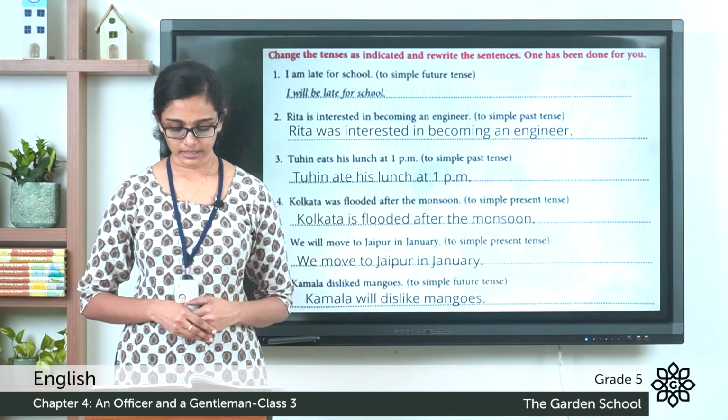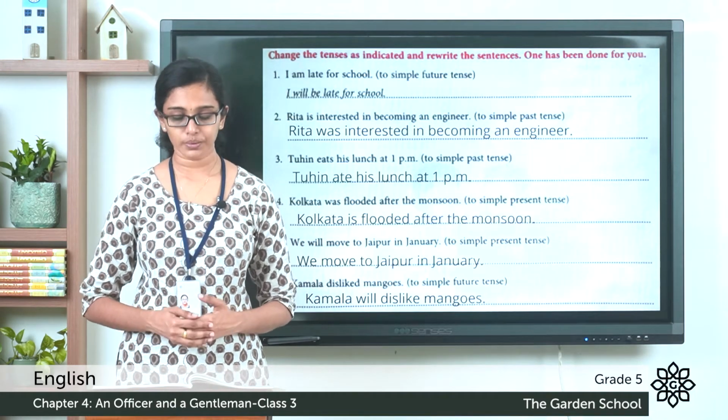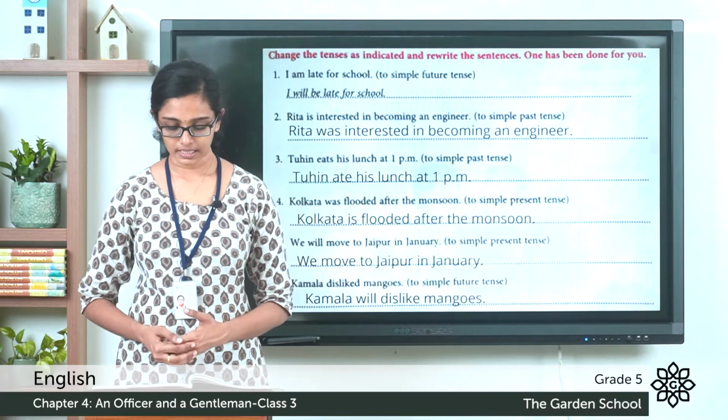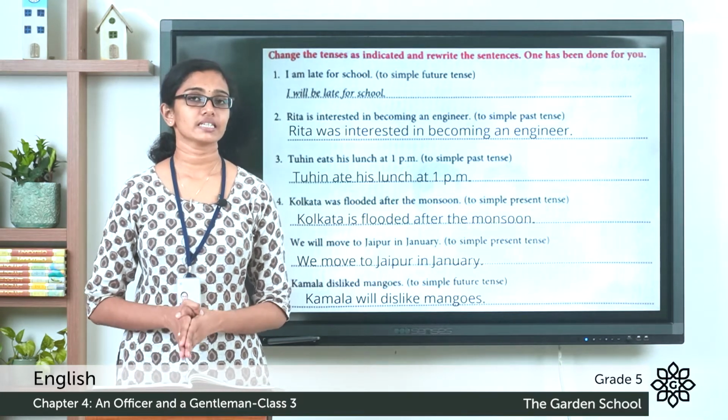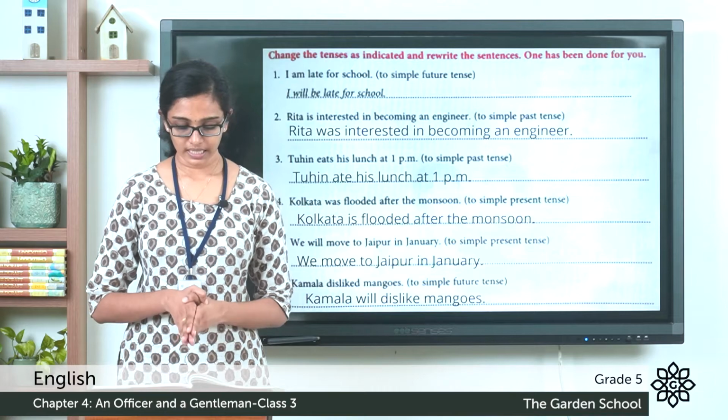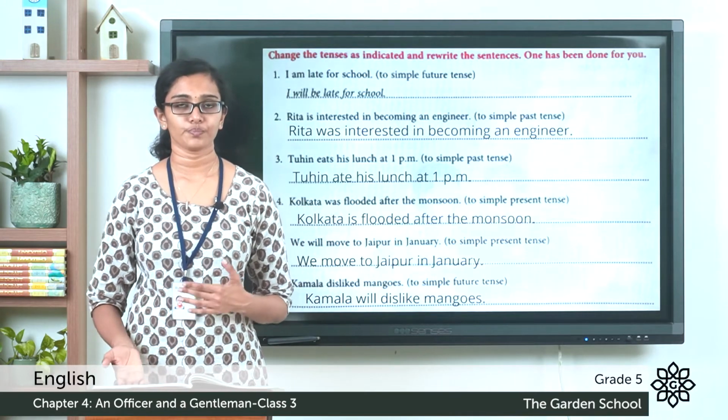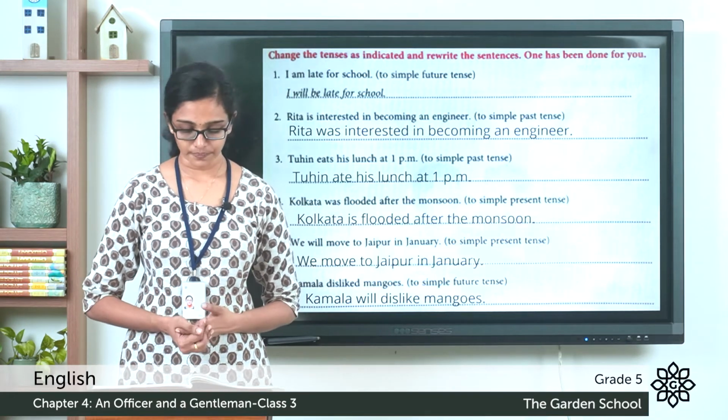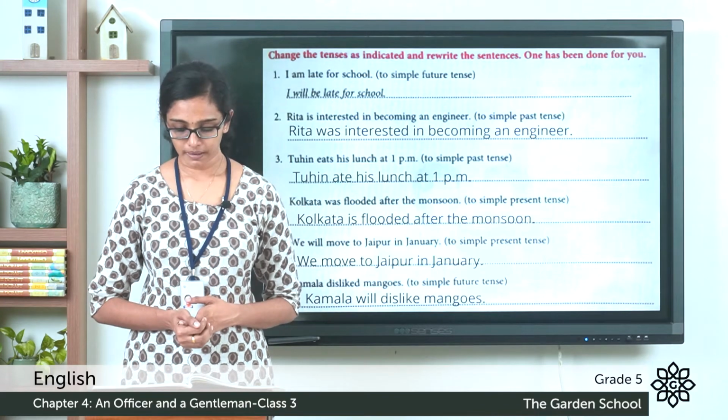The third question. Tuhin eats his lunch at 1 p.m. To simple past tense. The sentence given here is in simple present tense. Tuhin eats his lunch at 1 p.m. It's a fact, it's a habit. So you are asked to change that to the simple past tense form.